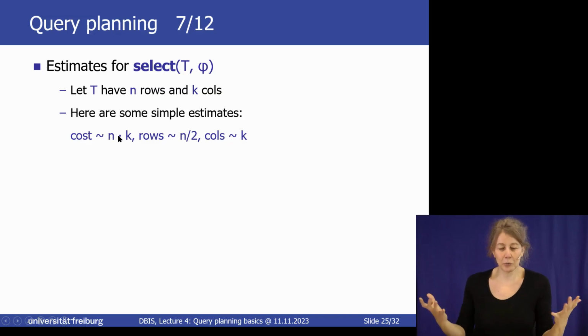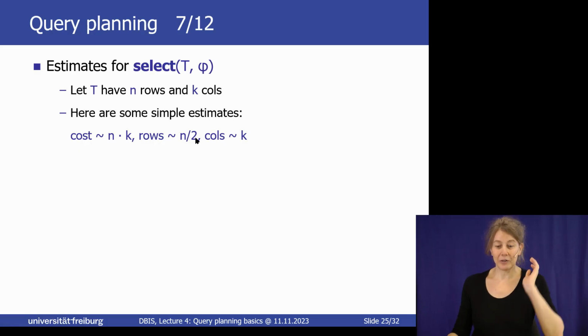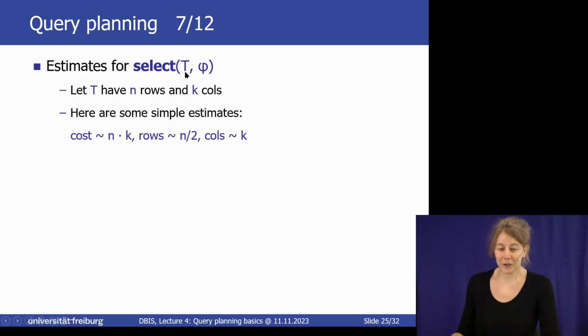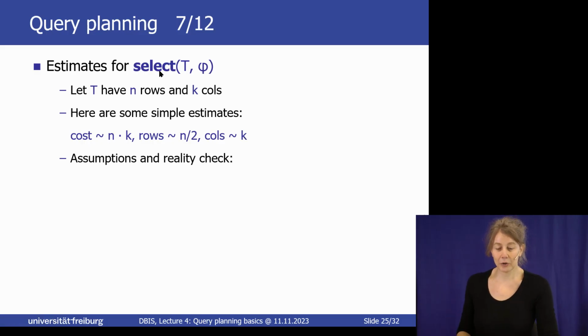I have to do work. I have to look at everything, right? Cost is the work I have to do: n. The result size is n over 2. What's the result? The result is the rows for which the predicate evaluated to true. And the result will have the same number of columns. Select does not prune columns, only rows.